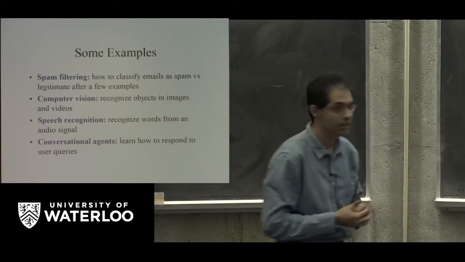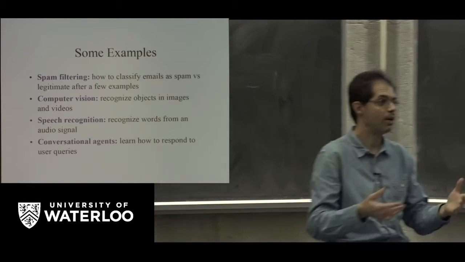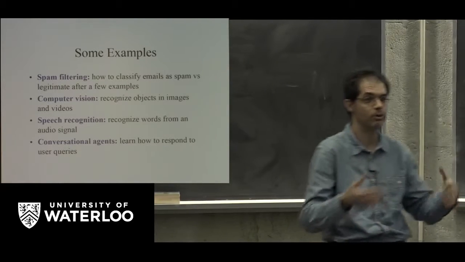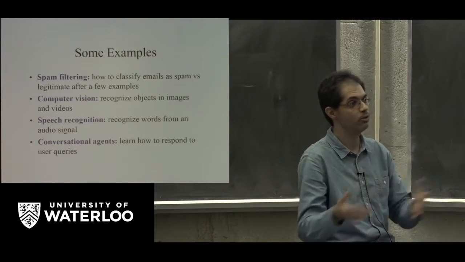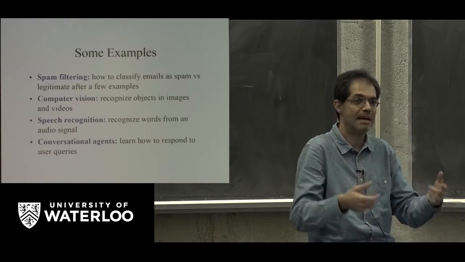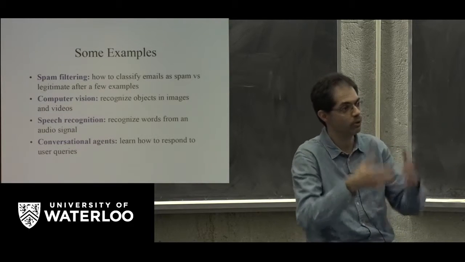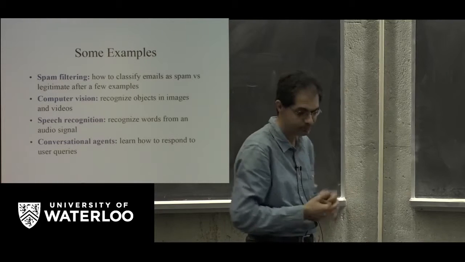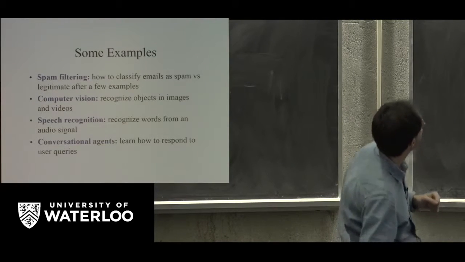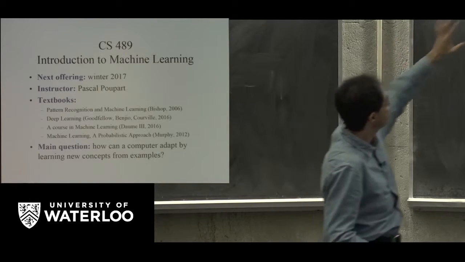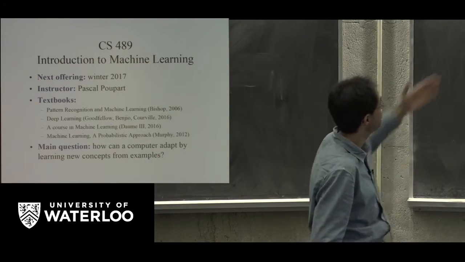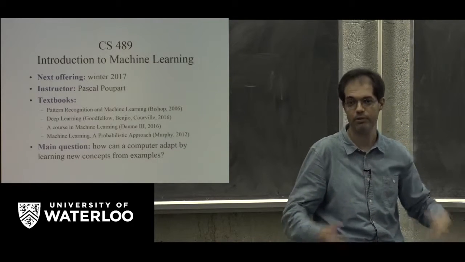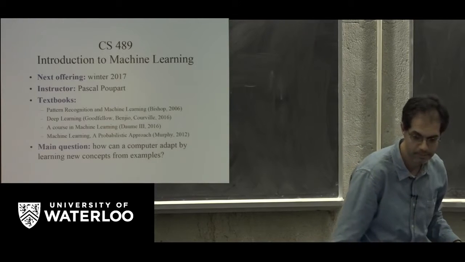Another one is conversational agents. Some of you might have come across some chatbots on some text messaging platforms. So we're at the point now where you can train a computer to respond to queries, where you can give the computer examples of pairs of messages, and then it will learn to generate new messages based on the pairs that it has received. Okay? So let me just go back one slide. And then to summarize this, the main question that we try to address in this course is basically how can we get a computer to adapt by learning new concepts from examples. So that's how I would summarize what the course is about.